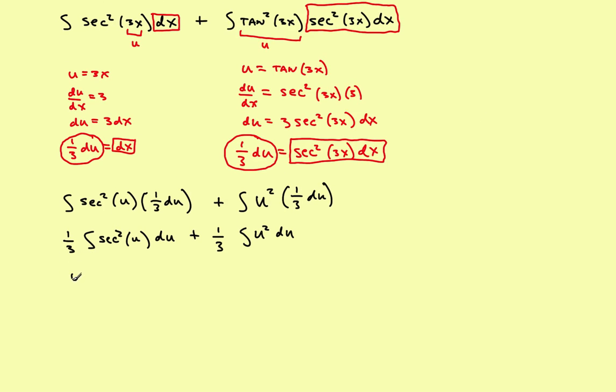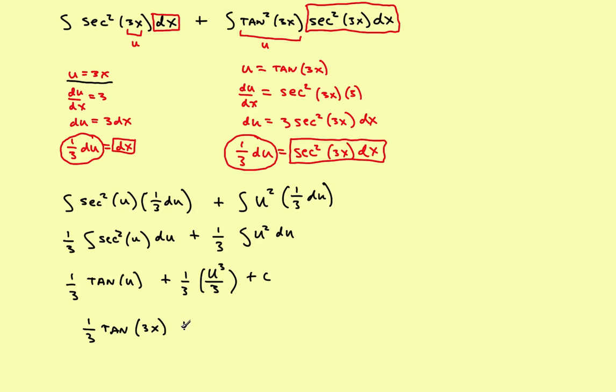Okay, now go ahead and find those antiderivatives. So this one is going to be 1/3. Now the antiderivative of the secant squared would give you the tangent, so that will be the tangent of u. And then you've got plus 1/3, and this will turn, using the power rule, into u cubed divided by 3, and then we'll tack on a plus c for both of them. Okay, so the final step then, this would be 1/3 of the tangent, and replace u with what it's equal to. So on this problem, u is equal to 3x, so replace that with a 3x.